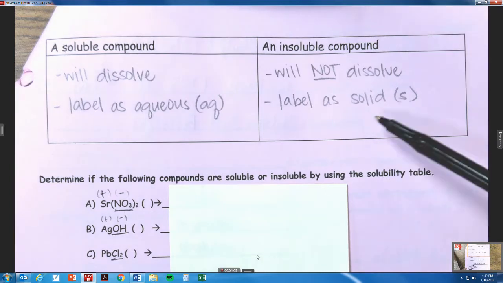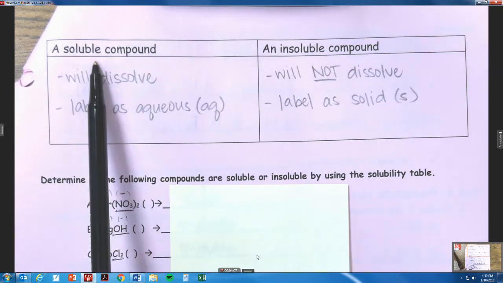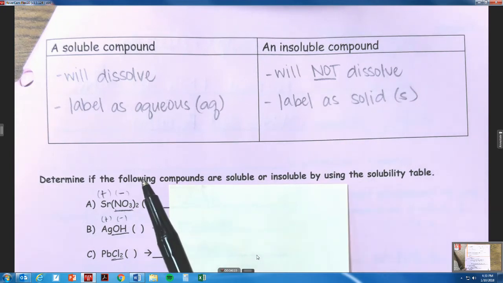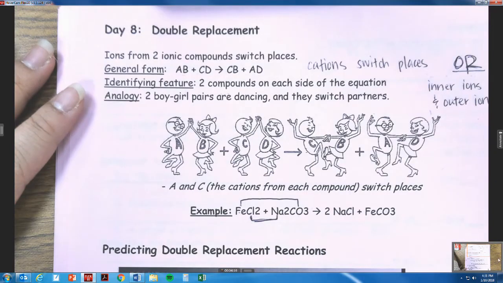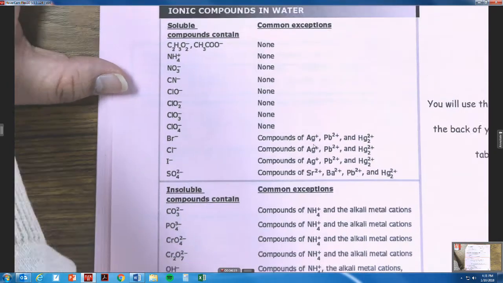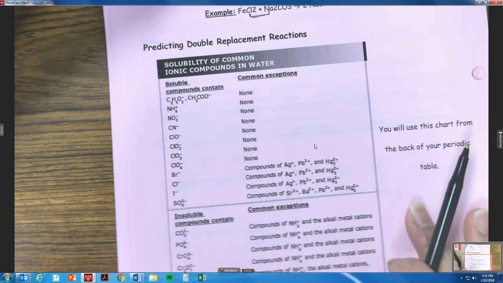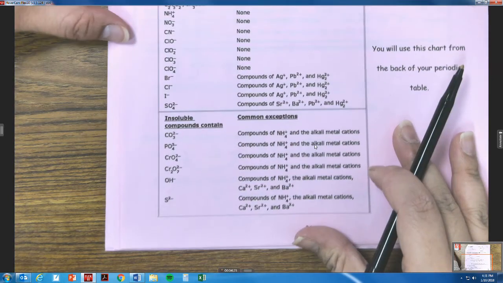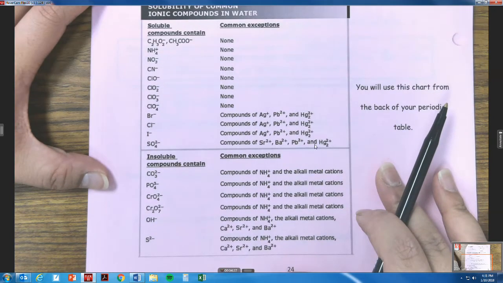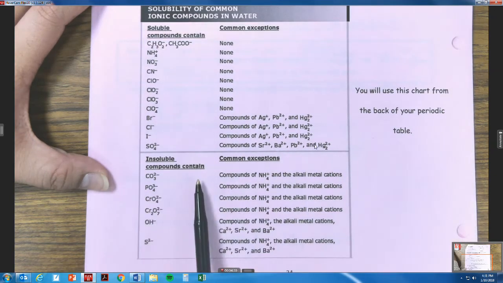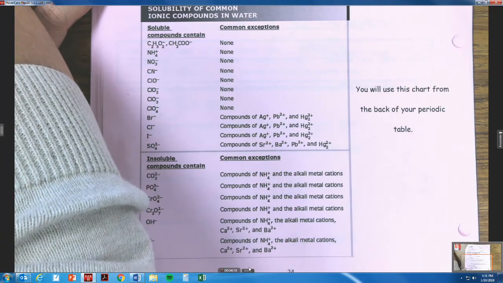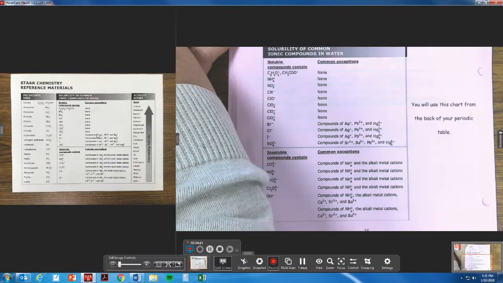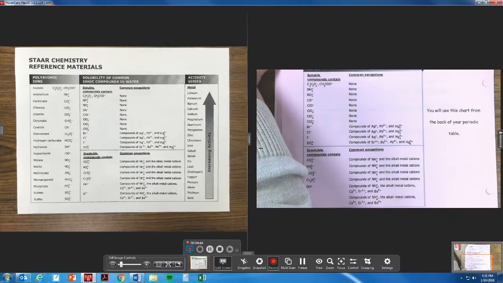So now how do you determine if you have a soluble compound versus an insoluble compound? Well, that's when we refer to this table right here. You are going to use this table to determine whether or not you have a soluble compound or an insoluble compound, which you can also find on the back of your periodic table. If I actually show it to you guys, the back of your periodic table.